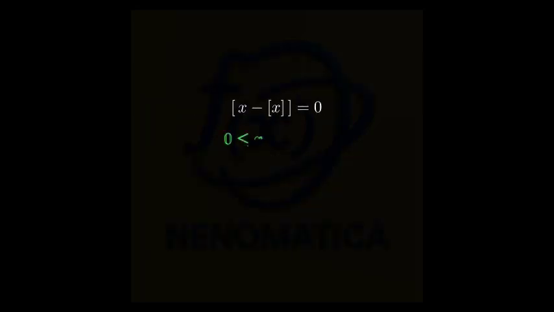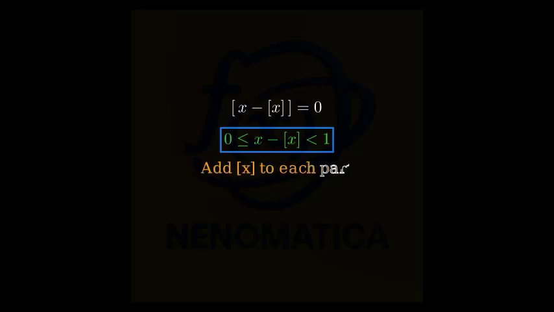If floor of x minus floor of x, all inside a floor, equals 0, then the quantity inside must be greater than or equal to 0 and strictly less than 1. Step 2. Derive the standard floor inequality. Add floor of x to all parts of the inequality 0 less than or equal to x minus floor of x less than 1. This yields floor of x less than or equal to x, which is strictly less than floor of x plus 1.